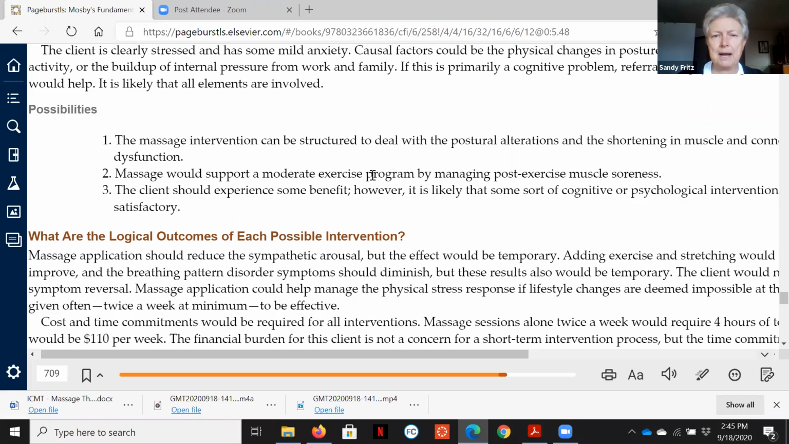Massage would support a moderate exercise program, which is probably one of the main interventions that's going to be used, because exercise is valuable, kind of regardless. But if exercise is new to this client, then they're likely to have some post-exercise soreness, which can be uncomfortable and interfere with doing the exercise program regularly.